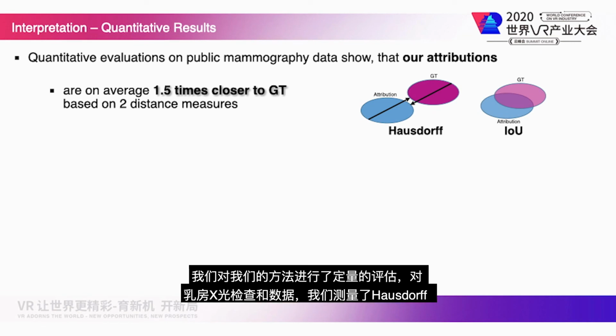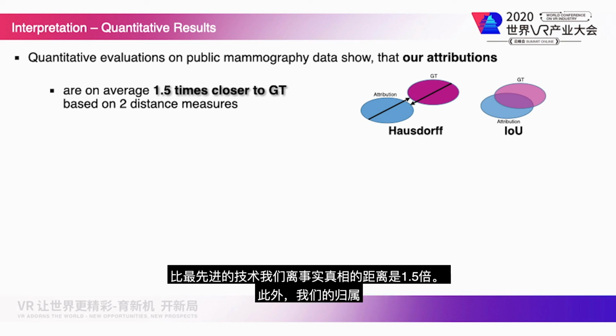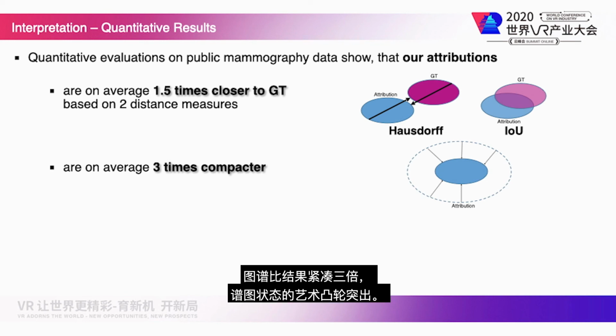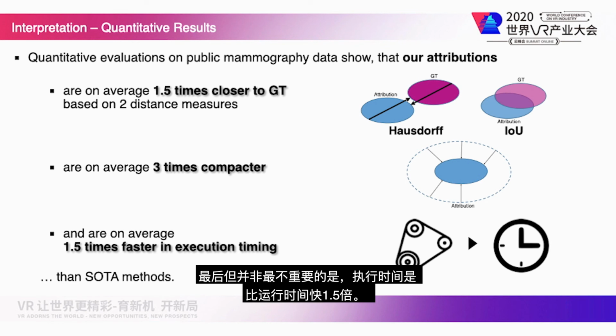We evaluated our method quantitatively on public mammography data. We measured Hausdorff distances and intersection over union between the ground truth and our result attributions. It turned out that we are 1.5 times closer to ground truth than state-of-the-art. Moreover, our attribution maps are 3 times more compact than the result maps of state-of-the-art GradCAM and saliency. And last but not least, the execution time is 1.5 times faster than the runtimes of state-of-the-art.